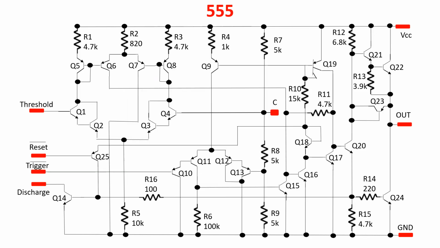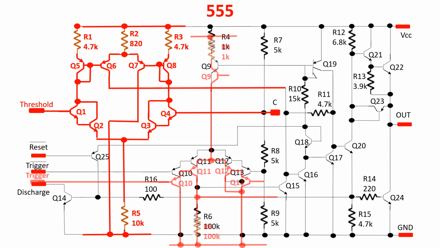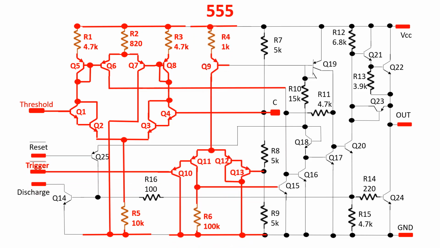First, let's recognize the blocks. Here we have the threshold comparator, or comparator 1, which has one input connected to the voltage divider at 2/3 of VCC. This comparator is composed by a Darlington differential pair and an active load. Here the comparator 2, a trigger comparator, with an input connected to the voltage divider at 1/3 of VCC. This comparator is composed by a PNP Darlington differential pair and a resistor.